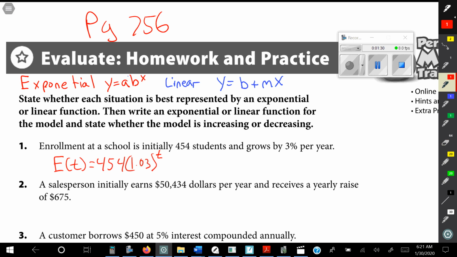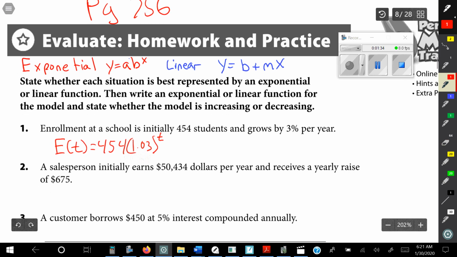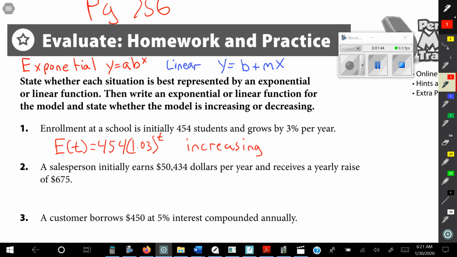All right, now all we got to do is determine whether it's increasing or decreasing. And in this case, it is increasing because it's growing. So we're going to say increasing. Now, if it was decreasing, you want to subtract it from 1 when you make this right here. But since it's increasing, we just add it to 1.